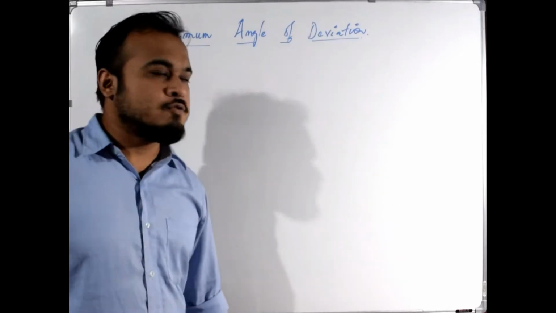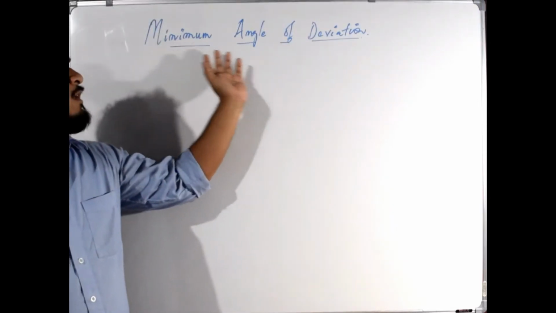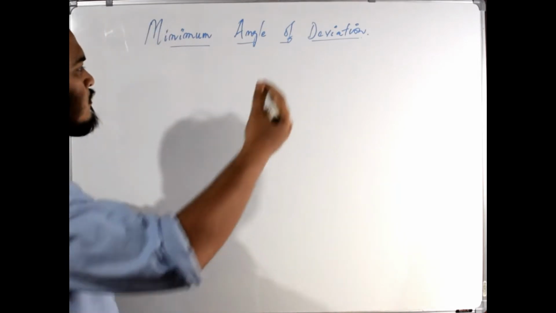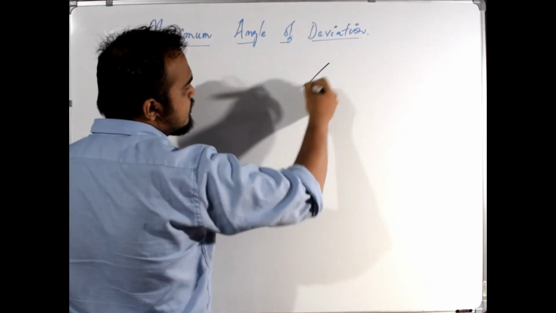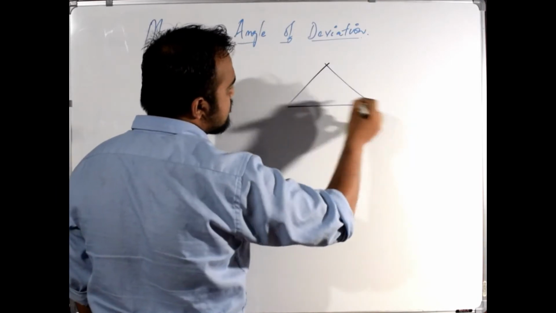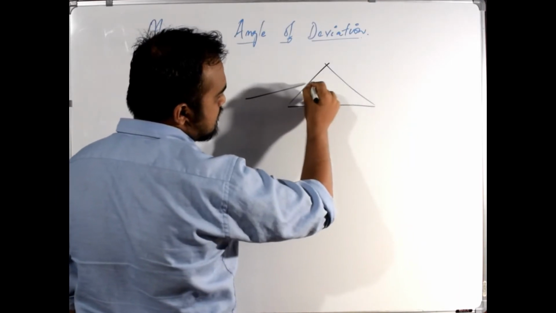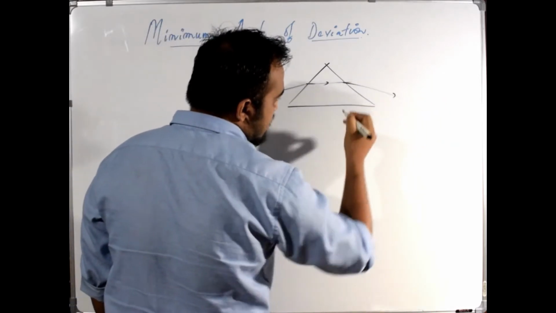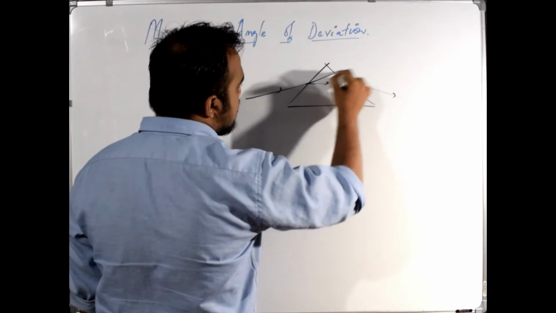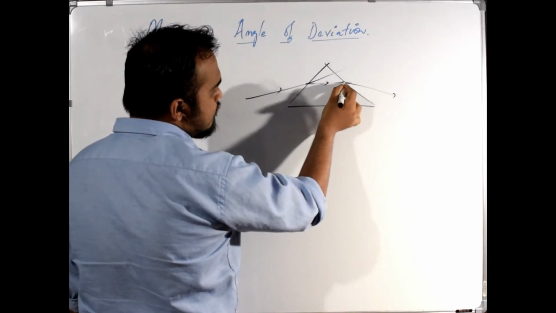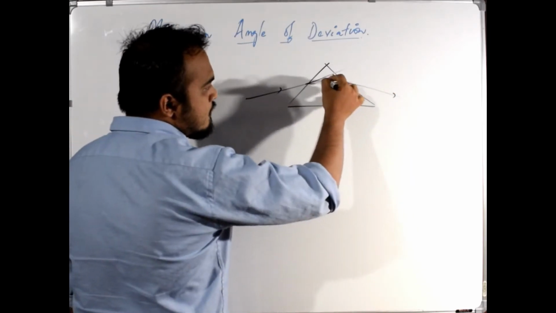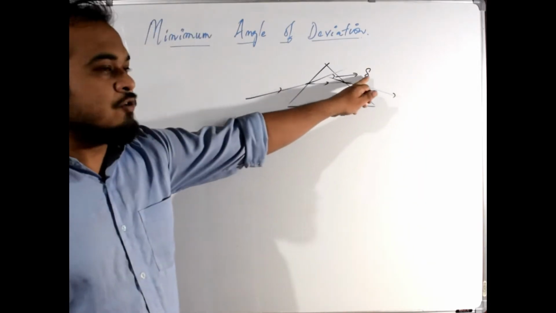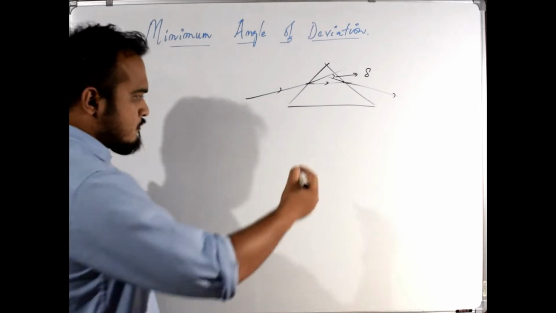Hello students, so now you are going to see the topic minimum angle of deviation. What is minimum angle of deviation? We know from the diagram of the prism that this was the angle of deviation. If this is the incident ray and this is the emergent ray, the angle made by the emergent ray with the incident ray was the angle of deviation.